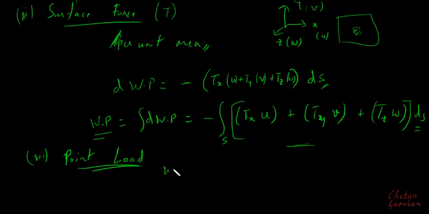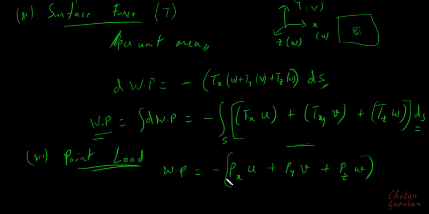And this work potential is directly given as point force in x direction multiplied by its corresponding displacement in x direction, plus point force in y direction multiplied by its corresponding displacement in y direction, plus point force in z direction multiplied by its corresponding displacement in z direction.